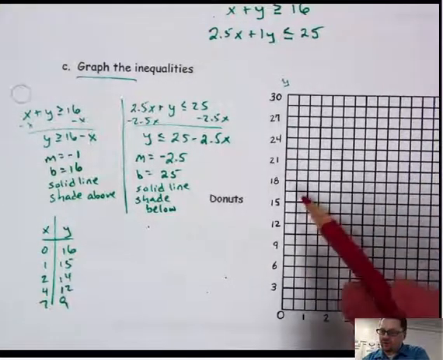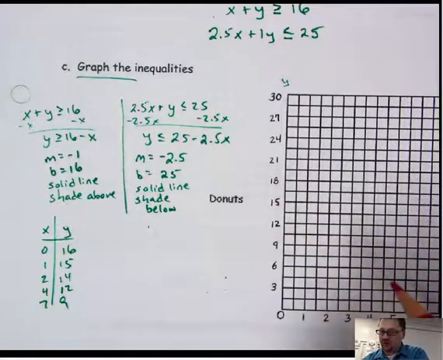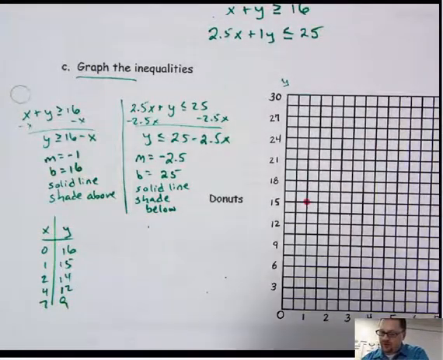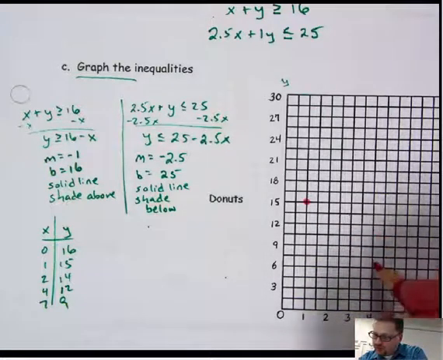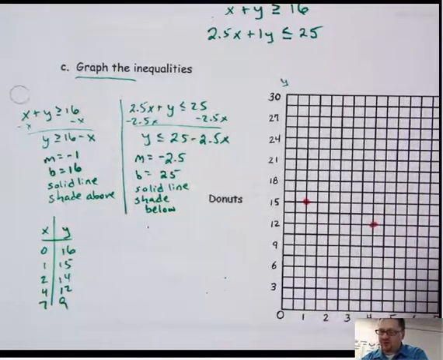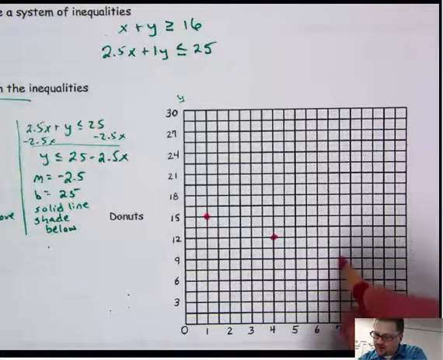Okay, the point 0, 16 isn't even really that good to find, so I'm going to skip it for now. 1, 15 is a good one, though. I can easily plot that point right there. 2, 14, not so much. 4, 12, though, I can do 4, 12. It's right there. And 7, 9, I can also get. 7, 9 is right there.